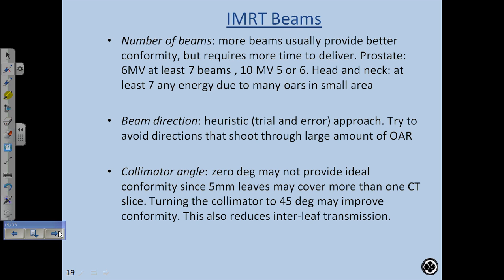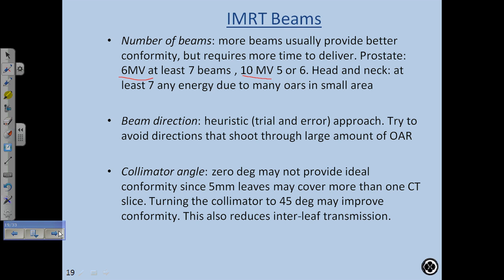So for prostate, these are just general rules of thumb. For prostate, if you're going to treat with 6 MV, you need at least 7 beams. If you're going to treat with 10 MV, you don't need as many beams, because the 10 MV penetrates more, and so it can deliver dose further down, deeper down, and so the optimizer has more dose to play with. So you don't need as many beams.